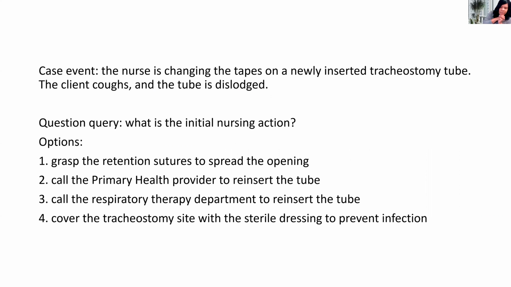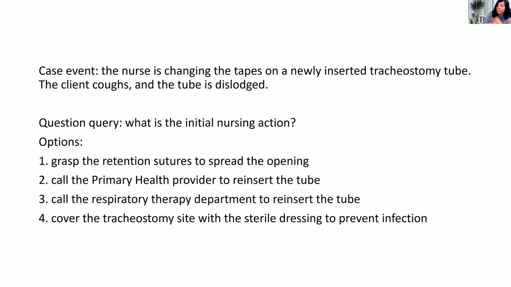So case event, this might be a little difficult for somebody because this is regarding tracheostomy too. The nurse is changing the tapes on a newly inserted tracheostomy tube, so freshly inserted, right? The client coughs. The tube is dislodged. This happens, it happens. So ask yourself, the client coughs, the tube is dislodged, they have a tracheostomy. Usually the purpose of a tracheostomy is to, think of that in your head. So what is the initial nursing action? Now, for some of you, you may see this and go, well, I don't know what to do, and I've never gone over the information on what to do if my patient's tracheostomy tube dislodges. But let's look at the options.